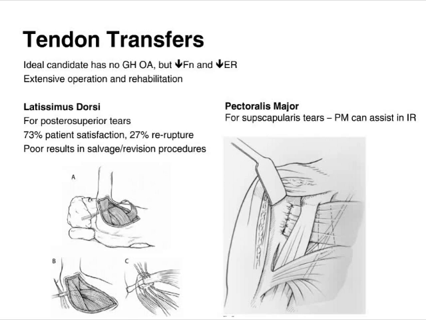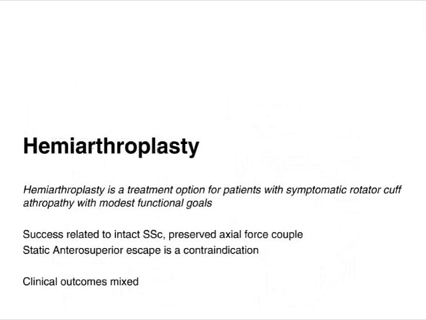Moving on to patients who already have degenerative glenohumeral joints with symptomatic rotator cuff pathology, hemiarthroplasty is suggested as an option. Success of this is related to an intact subscapularis and preserved axial force coupling dynamics. And that static anterosuperior escape we spoke about, with the CA ligament rather, disruption is a contraindication. Clinical outcomes of this are mixed.